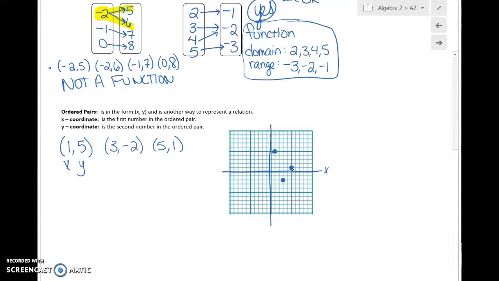Is this relation a function? Yes. So I'm going to write, this is a function. Now, if we add 3, -3, would it still be a function? Why not?